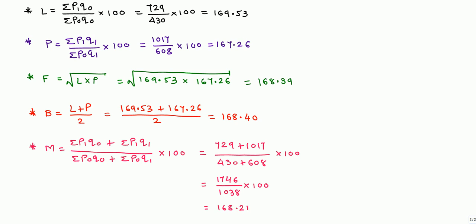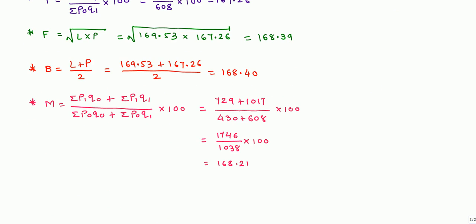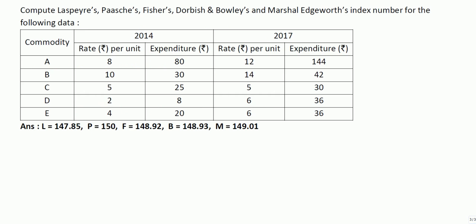168.21. Okay, I hope you have understood simple type sums for the last pair, Fisher's. Let's take one or two advanced level sums. Our next sum is compute Laspeyres, Paasche's, Fisher's, Drobish and Bowley's and Marshall-Edgeworth index number for the following data. Commodities are given by A to E, for 2014 and 2017. Again 2014 is taken as base year and 2017 is taken as current year.